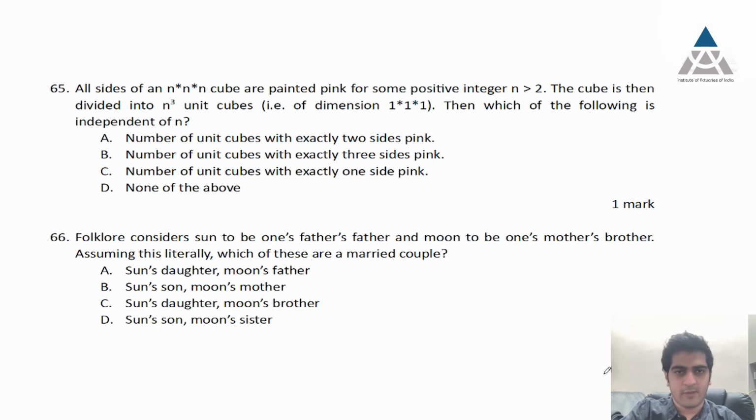Perfect. So with that, we move to the next question, question 65. So it says all sides of an n by n by n cube are painted pink for some integer n greater than 2. So n could be 3, 4, 5, we don't know. The cube is then divided into n cube unit cubes, all of dimension 1 by 1 by 1. Then which of the following is independent of n?